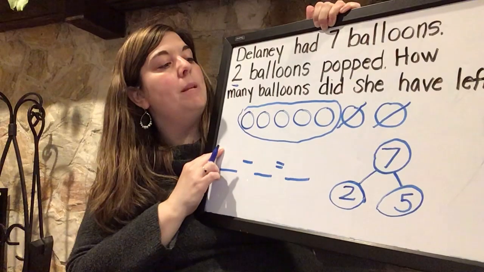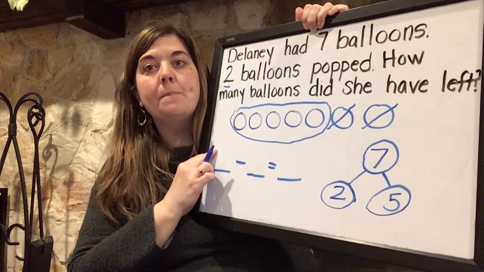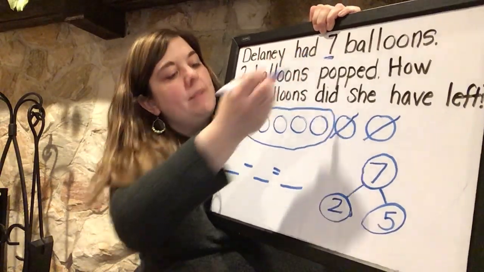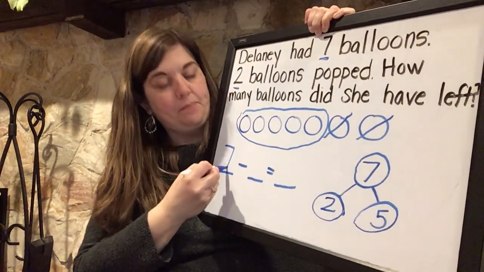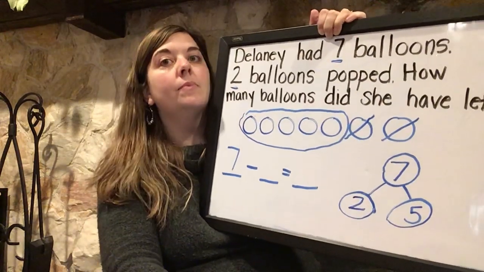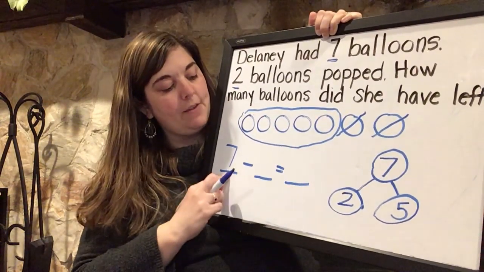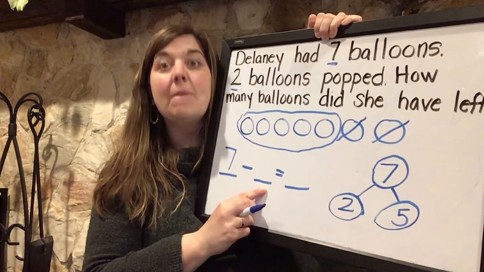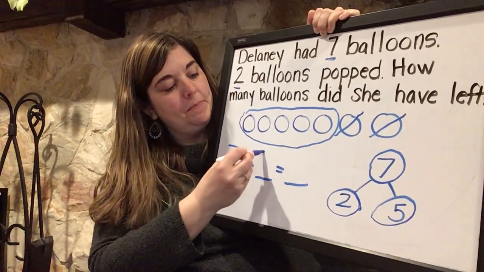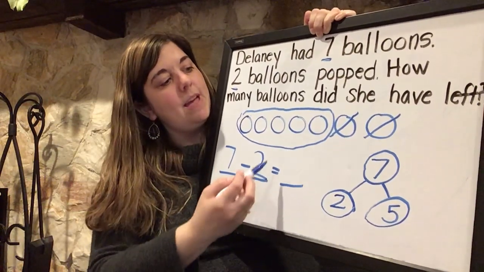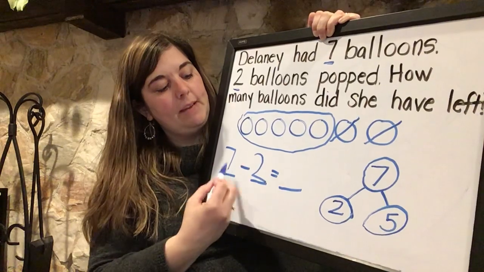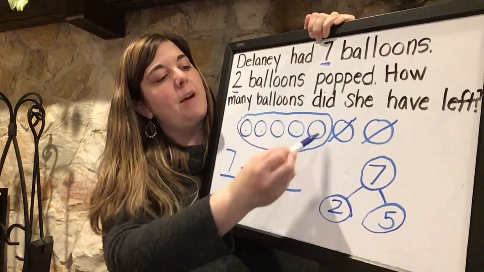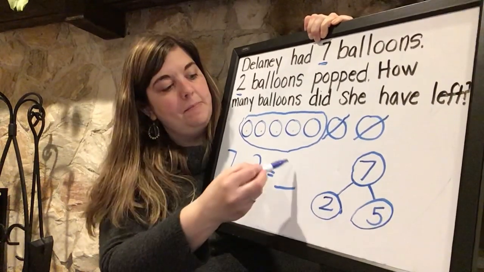So we want to think about how many balloons we started off with. You got it. We started off with 7 balloons. She had 7. So let's write 7. Okay, now this next number is 7 take away how many balloons popped. So how many balloons popped? You got it, there were 2. And then this number, 7 take away those 2, is how many were left? So we had 1, 2, 3, 4, 5, or 5.